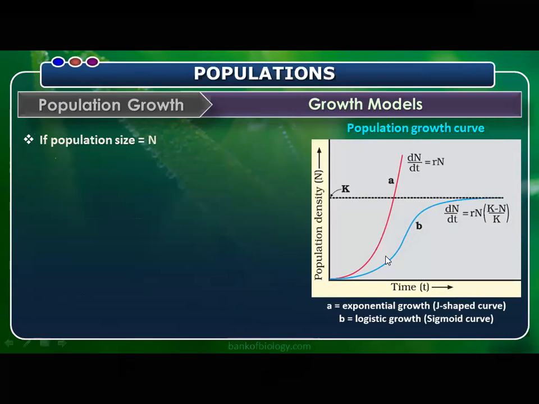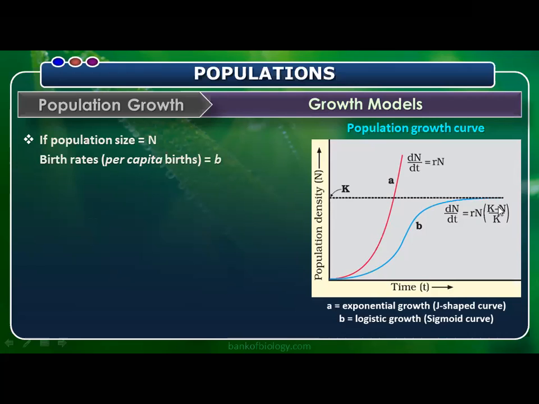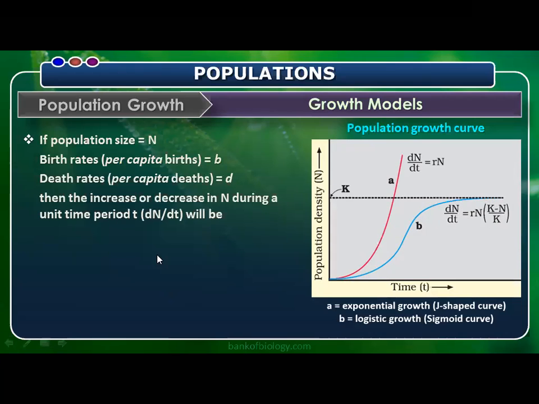dN by dt equal to rN into (K minus N) by K. This is the equation we learn now. That means logarithmic phase, log phase, and the population reaches the carrying capacity. So here the meanings for this: N equal to population size, b birth rate, death rate are called d, and then the increase and decrease in N during a unit period of time is called dN by dt, equal to (b minus d) into N.